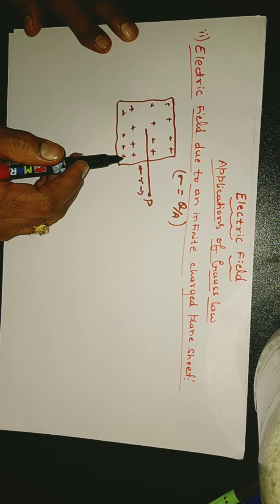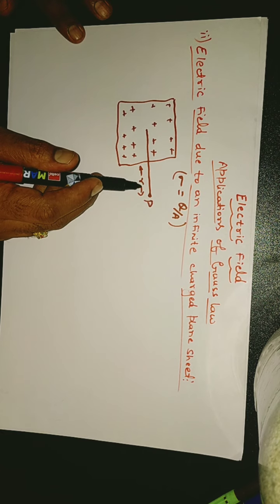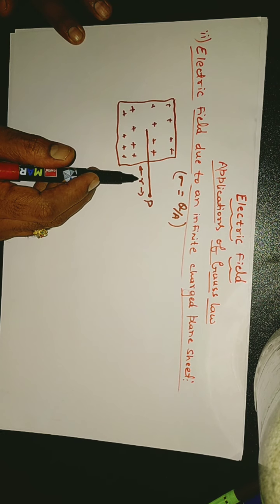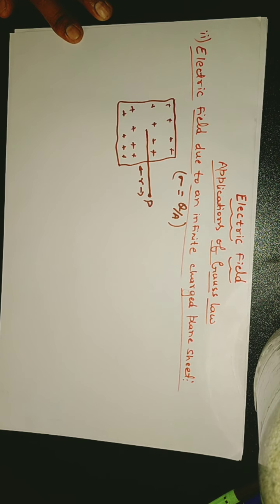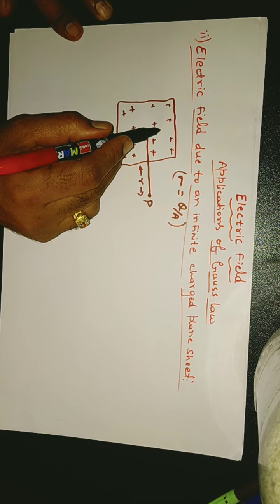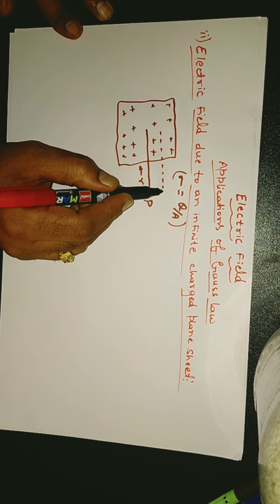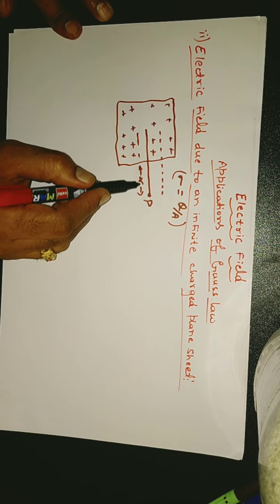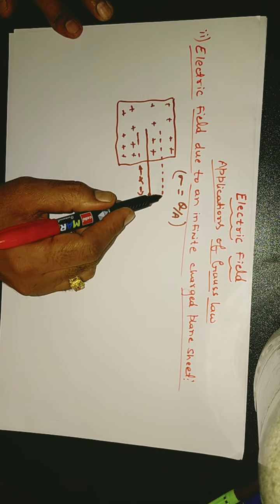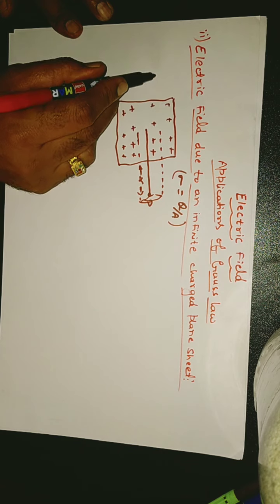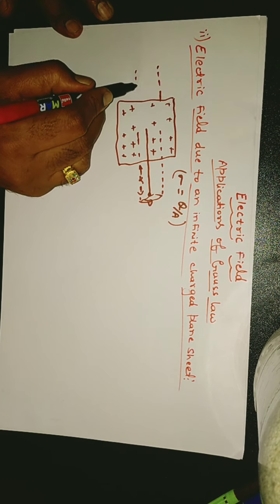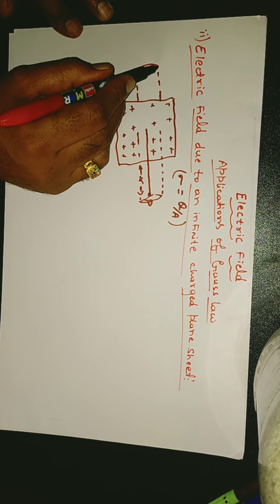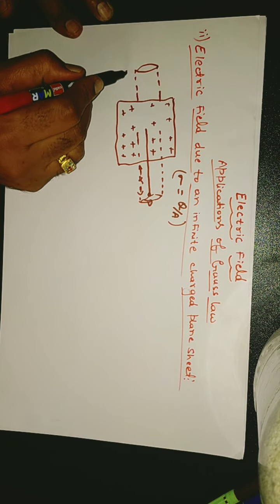Now, in order to derive an expression for the electric field at point P, I have to assume a Gaussian surface. A Gaussian surface is one to which Gauss law is applicable. So, I will assume a Gaussian surface. Again, this is a cylinder. The length of the cylinder is 2r.